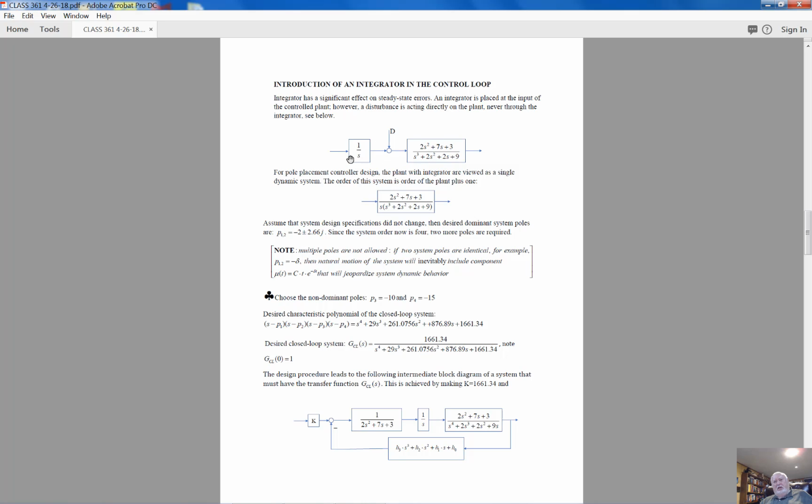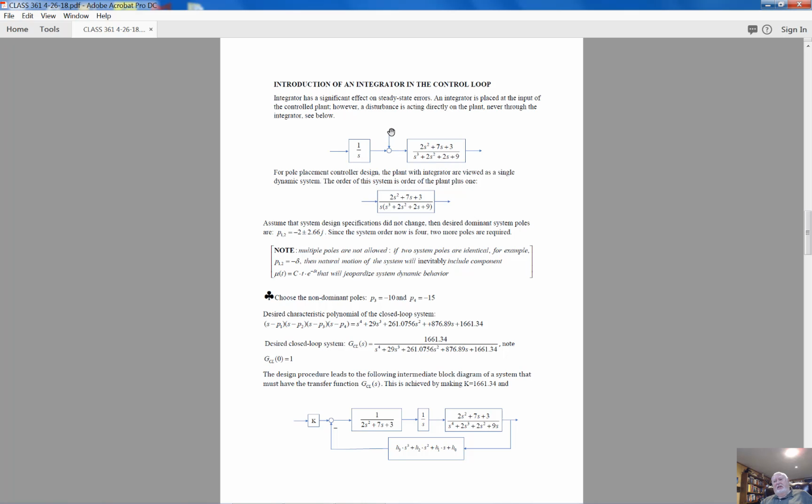Now, this integrator is part of the control circuitry, so disturbance surely cannot be applied through it. Disturbance will be applied, as always, to the input of the controlled plant directly. But since we're getting into control system design using pole placement, we can do the following. Let's forget about the disturbance and concentrate on designing a system with the desired transfer function for the reference input.